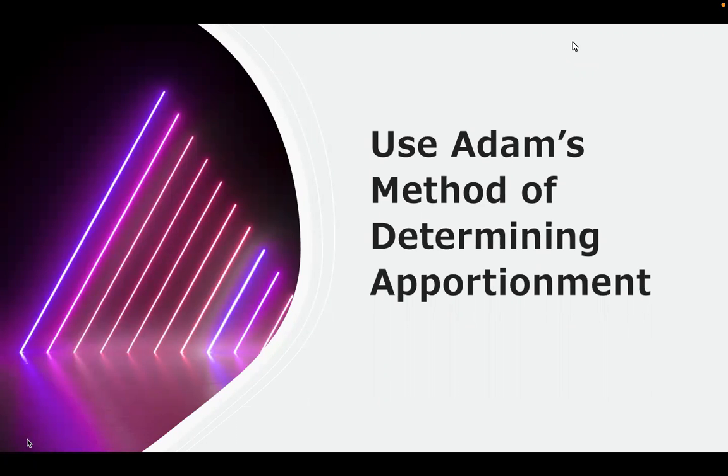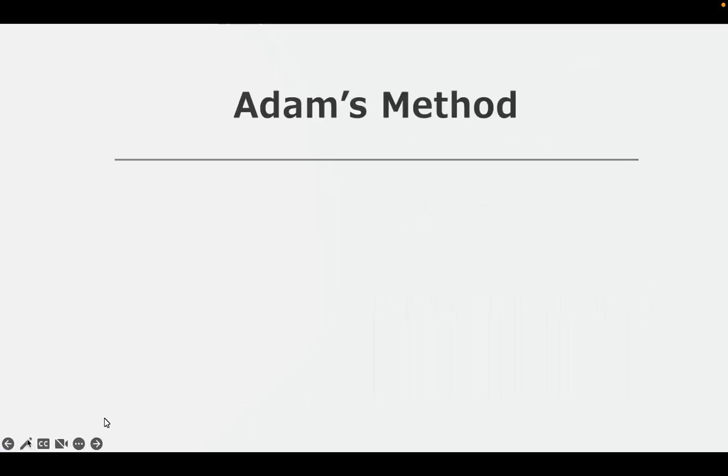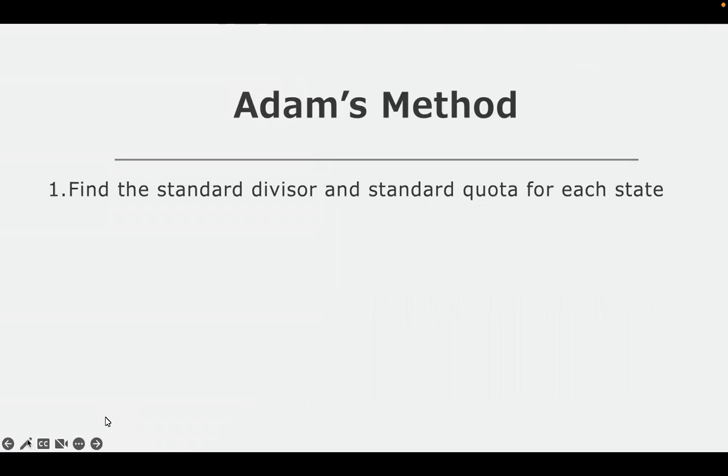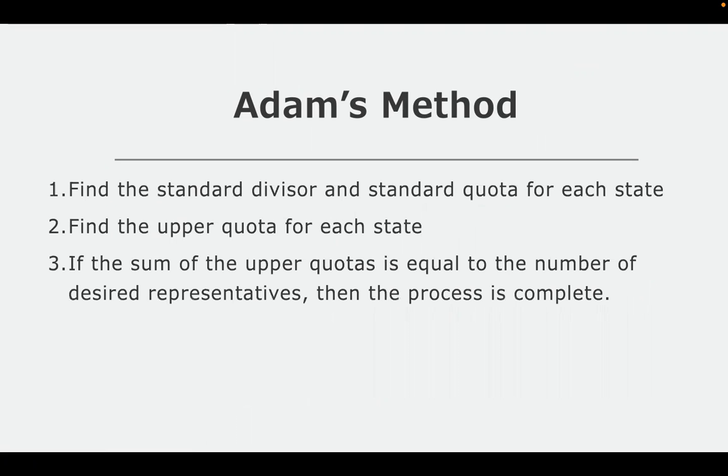Use Adams' method of determining apportionment. So first, let's talk through Adams' method, what it is and how we do it. We first must find the standard divisor and then the standard quota for each state. We'll find the upper quota. Adams' method uses the upper quota for each state.